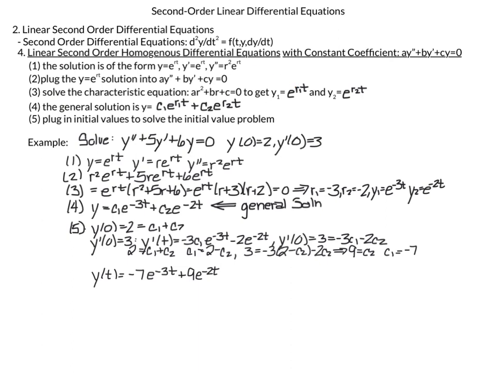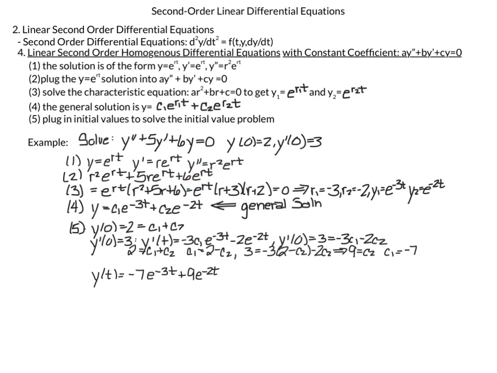Solve y double prime plus 5y prime plus 6y equals 0 with y naught equals 2 and y prime naught equals 3. So first step, we assume our solution is of the form y equals e to the rt. So I have y equals e to the rt, I wrote out y prime and y double prime. Second step, plug our y prime and y double prime into our equation. So plugging y, y prime, and y double prime into this equation, I get y double prime is r squared e to the rt plus 5y prime, which is 5r e to the rt, plus 6y, which is 6e to the rt.